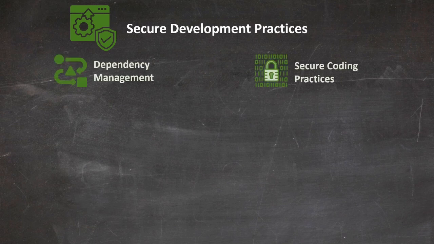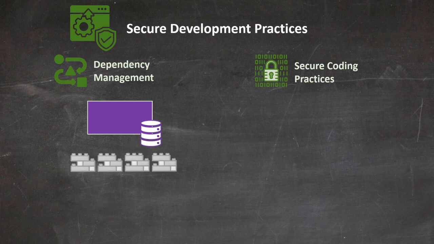Okay, we're almost at the end of this tutorial. But before we conclude, let's talk about secure development practices, focusing on two critical areas: dependency management and secure coding practices. Let's be honest here. We rarely build everything from scratch. We rely on external libraries and frameworks to accelerate development. However, these dependencies can be a double-edged sword when it comes to security.